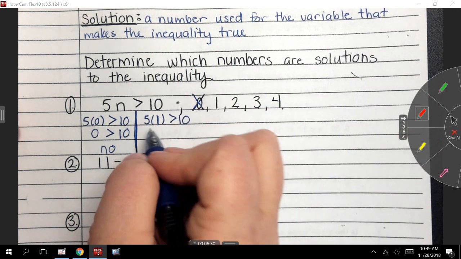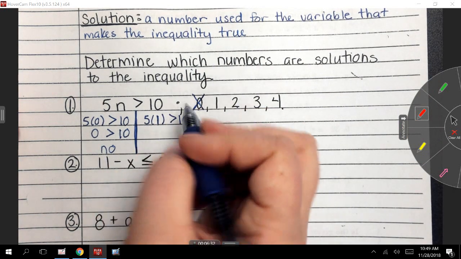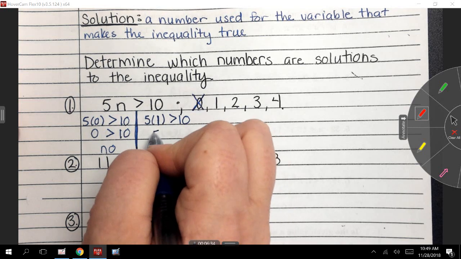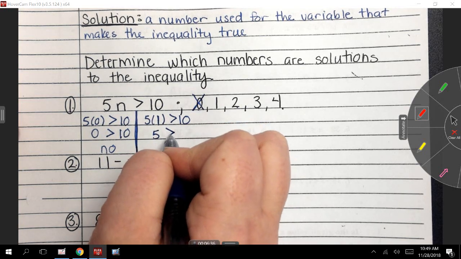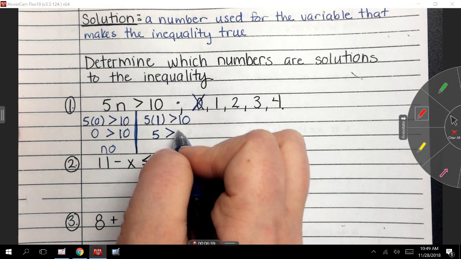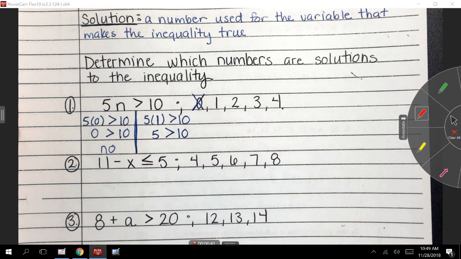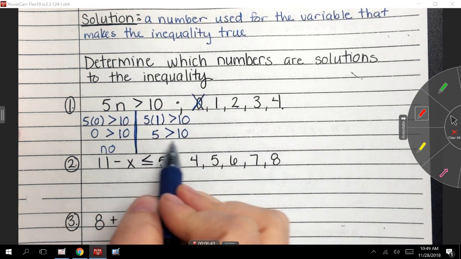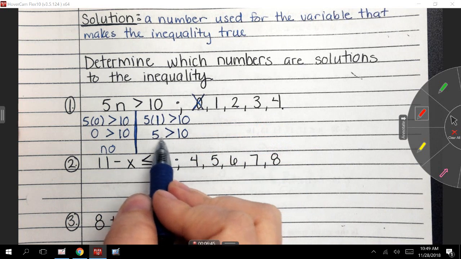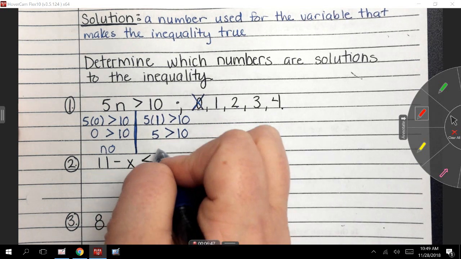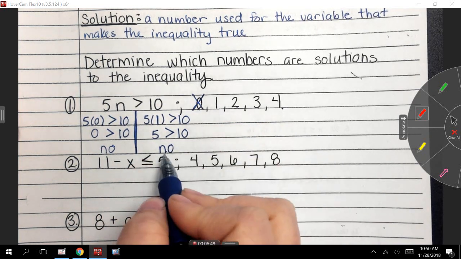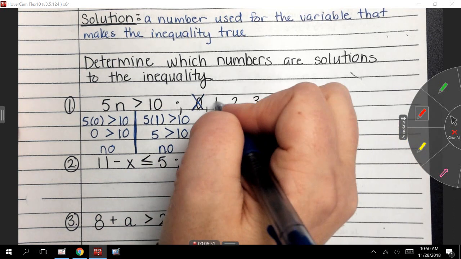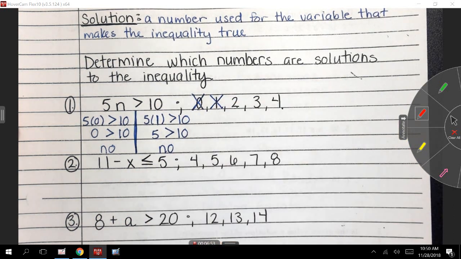Okay? So right here, Hunter, it says 5 times 1. What's that going to give me? 5. So now it says 5. There's my inequality symbol, and 10. All right, so is my alligator eating the big number here? No. So I'm going to write no. So was that a good answer? No. So I'm going to mark out 1.